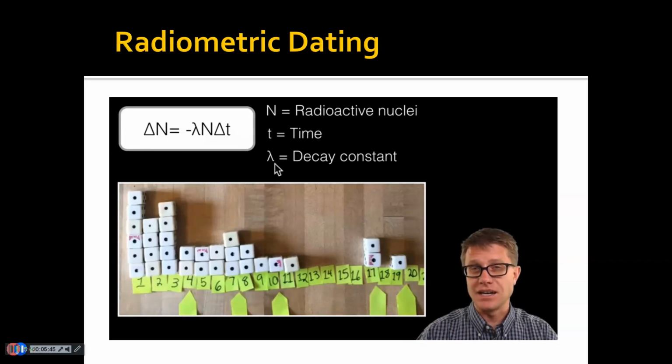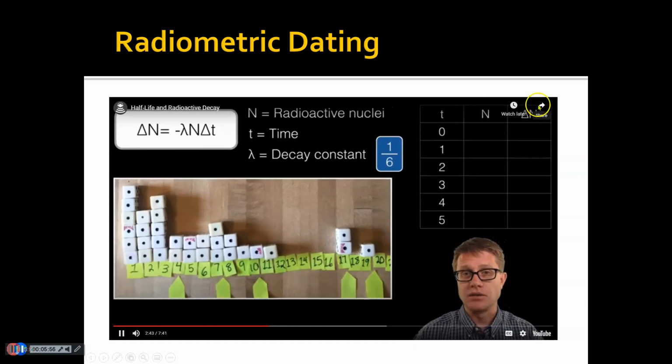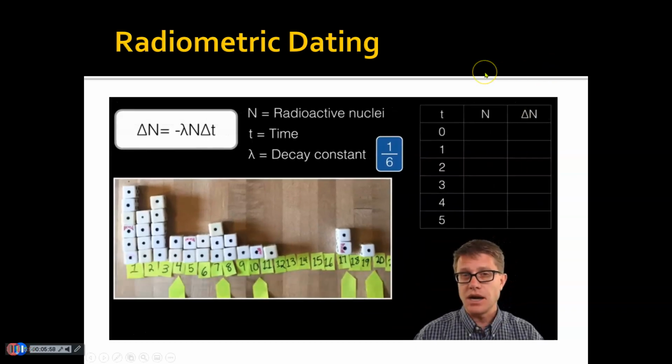What was our decay constant? Well, it's 1 in 6, so it's a 1/6 probability that you're going to roll a 1 and that one's going to decay. And so we could model that. I'll just use a quick little spreadsheet to do that. So at time 0, how many radioactive nuclei did we have? Well, our N value was 32.